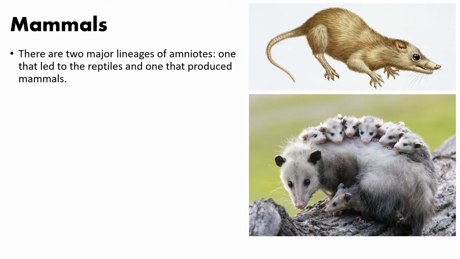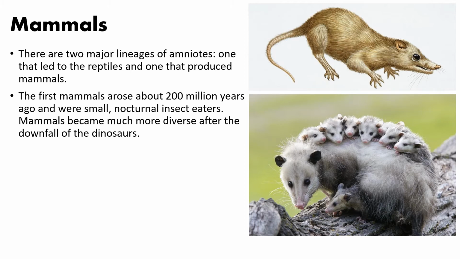Now, there are 2 major lineages of amniotes, and we've talked about one, which are the reptiles. And now we're going to start talking about the mammals. The first mammals are thought to have arisen around 200 million years ago, and they were most likely small, nocturnal, which means that they are awake at night, insect eaters. And in the upper right corner, we have a reconstruction of what we think an early mammal would have been. Now, once the dinosaurs go extinct, the mammals become much more diverse, and we get to the point where we have the diversity of mammals we see today.